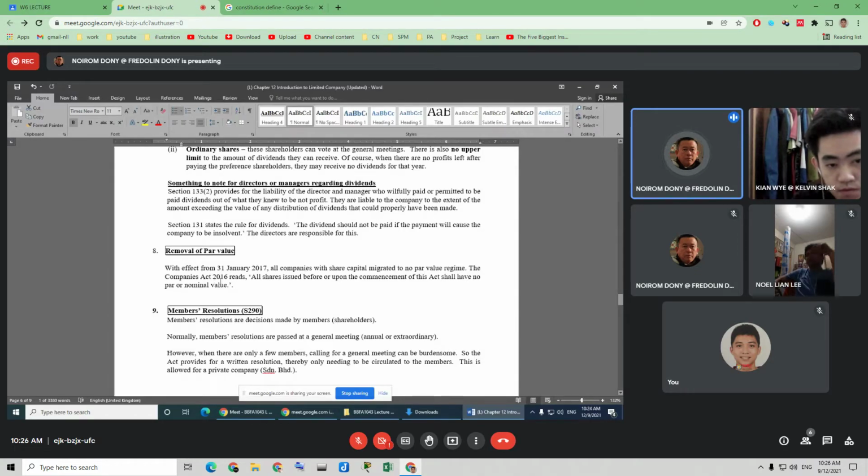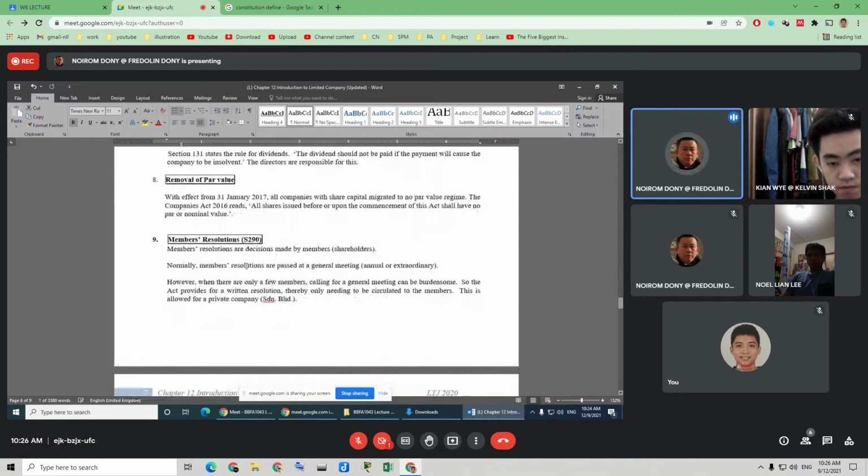Okay, the Companies Act 2016 reads, all shares issued before or upon the commencement of this Act shall have no par or nominal value. Okay, it's been removed. So we don't use this term anymore, par value, nominal value. So, members' resolution.